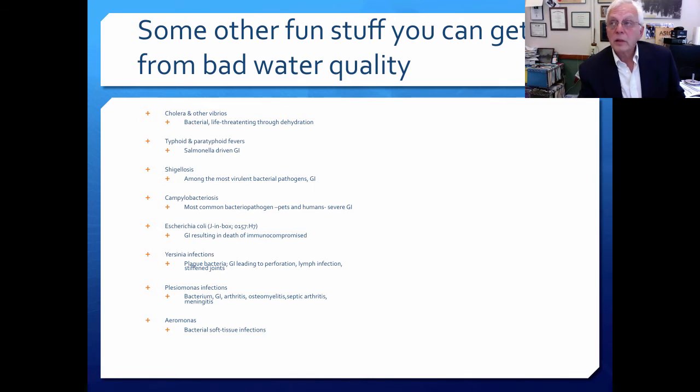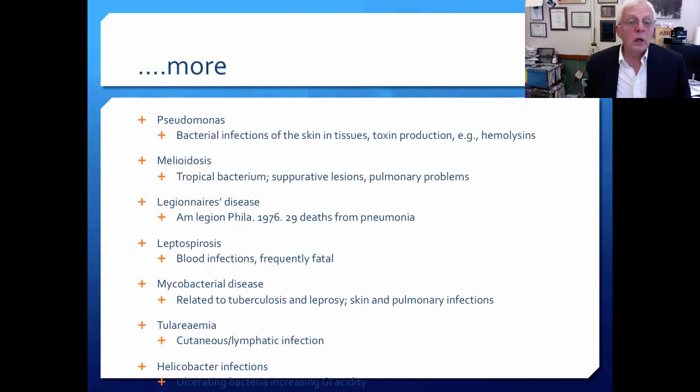Yersinia, these are the plague bacteria that you have heard about in history, and they lead to gut perforation, lymph infection, stiffened joints. Plesiomonas infections, and this is a bacterium. It causes arthritic symptoms and osteomyelitis, septic arthritis, meningitis. Aeromonas attacks the soft tissue. Here's some more. Pseudomonas, a big list. I don't want you to be afraid, but be aware that a lot of different kinds of diseases are actually caused by waterborne pathogens. And so clean water is very important for the health of people.